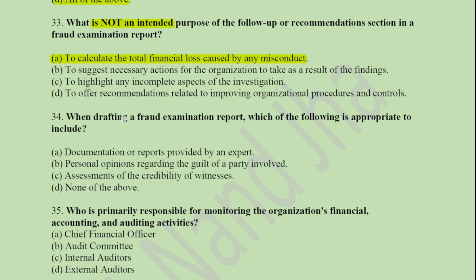When drafting a fraud examination report, which of the following is appropriate to include? Documentation or reports provided by an expert, yes. Personal opinion regarding the guilt of a party involved, no. Assessment of the credibility of a witness, no.